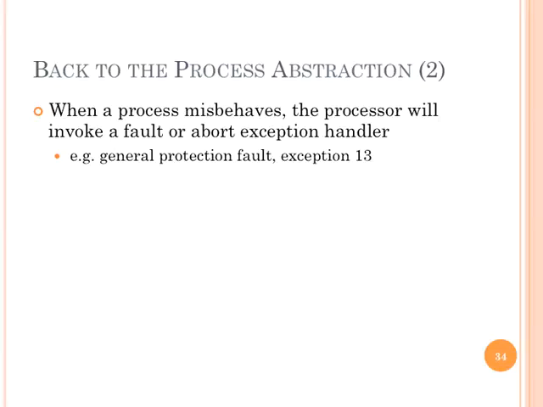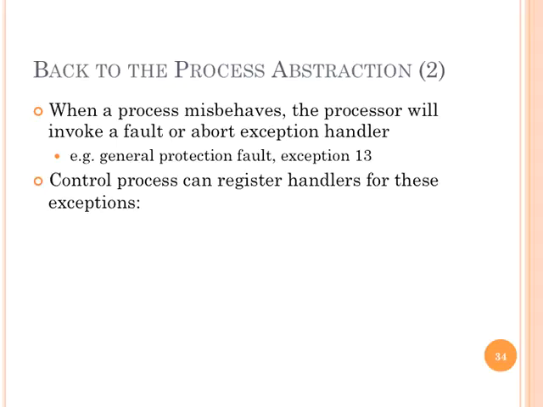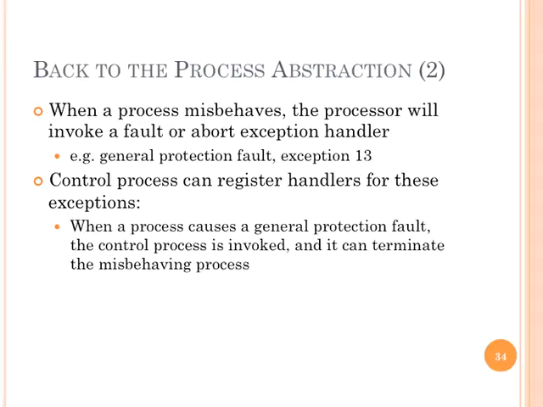Also, if a process misbehaves, so it tries to access a memory address that's not valid or something, well, we know we'll get a fault from that. And so again, the control process, or our operating system kernel, can register a handler for that fault. And it's very interesting how they work, because the control process knows which application process is currently using the processor. It knows that because it said, you're using the processor now. And so when it gets that fault, it knows which program generated the fault.